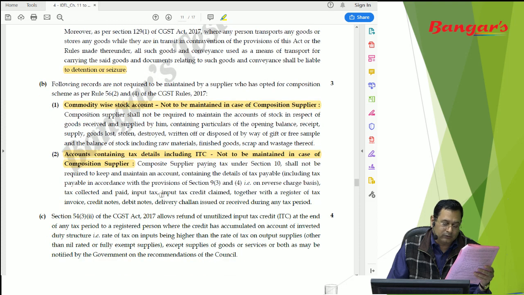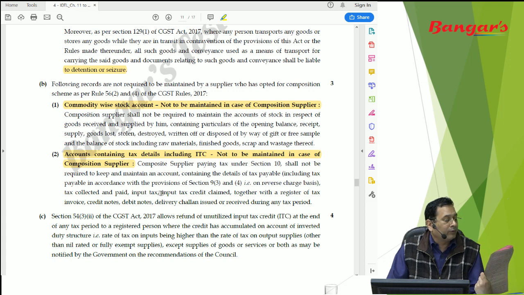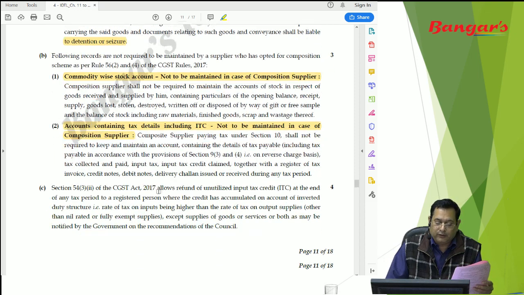The next was in relation to inverted duty structure. For product A, the output rate is 5% and the input rate is 18%. Then product B is a notified product on which no refund of ITC can be available on account of inverted duty structure. Product B will be excluded for the purpose of calculating the refund, and product C is not covered under inverted duty structure. So you will be entitled to take the refund of what?